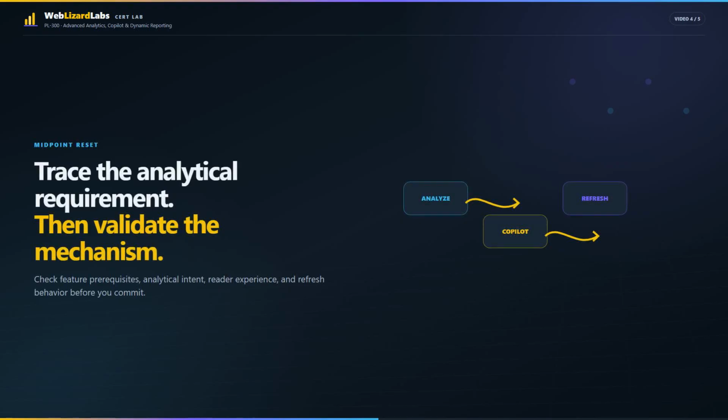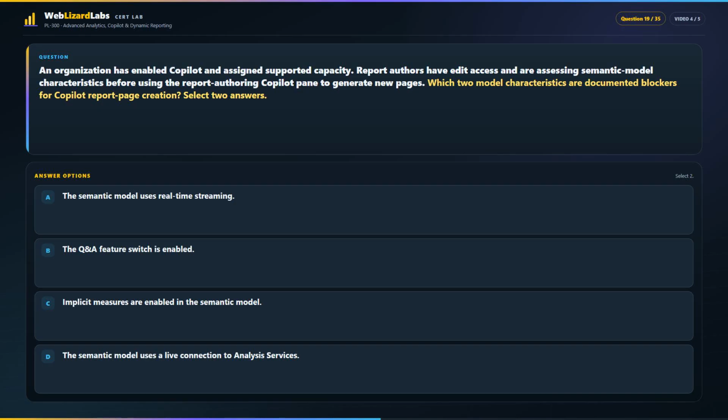You are halfway through this analytics workbench. Keep separating feature prerequisites, visual boundaries, author controls, reader capabilities, and service capacity behavior before choosing an implementation. Question 19. An organization has enabled Copilot and assigned supported capacity. Report authors have edit access and are assessing semantic model characteristics before using the report authoring Copilot pane to generate new pages. Which two model characteristics are documented blockers for Copilot report page creation?